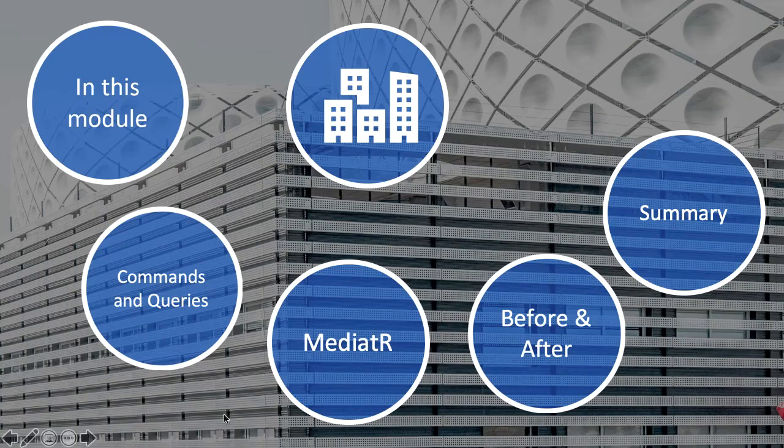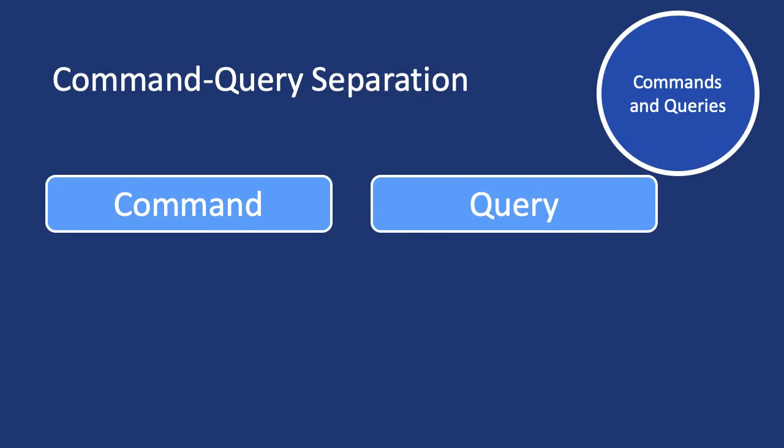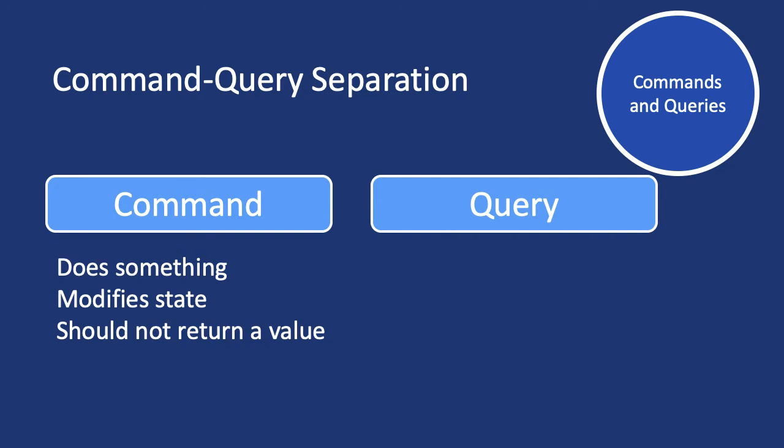So what we're going to discuss now is commands and queries. And where once there was a single object for querying our data, whether we're writing to or reading from, now we have two. We have a command and we have a query. And the difference between them is that a command always does something. It modifies the state in our database. And it should not return a value.